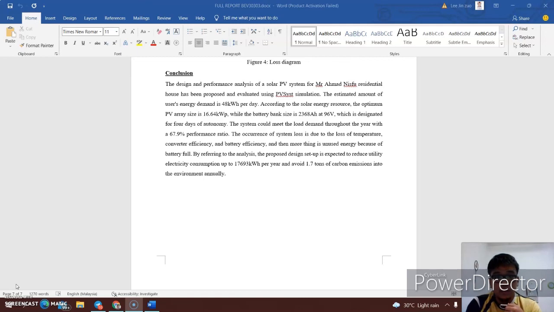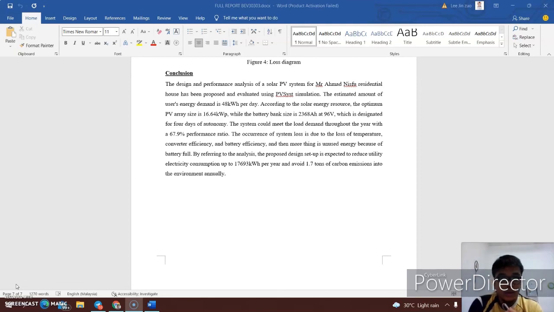So, the estimated amount of user demand for Mr. Ahmad Nefso's residential house is 48 kilowatt hours per day. It was proposed and evaluated by using a PV system simulation.